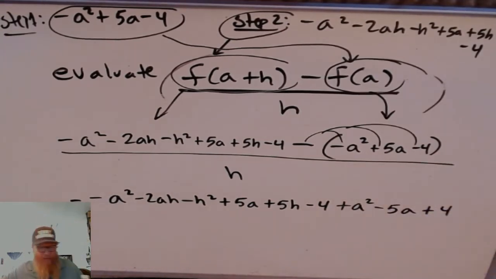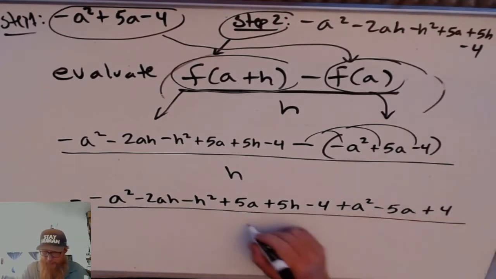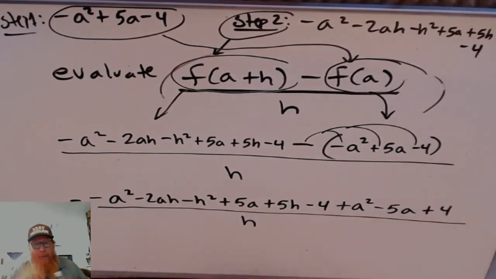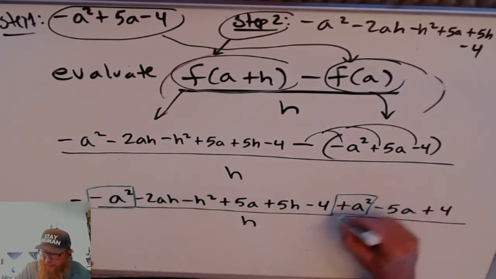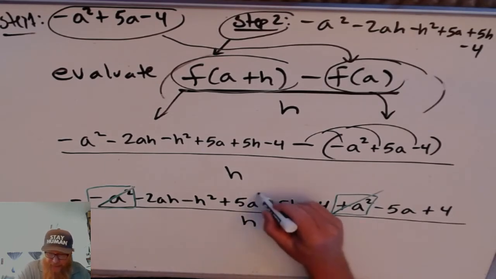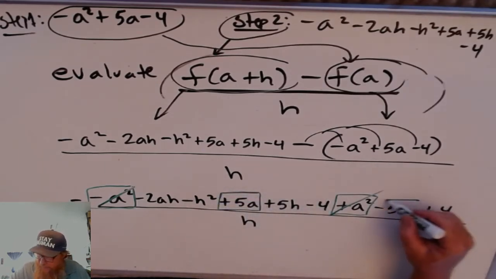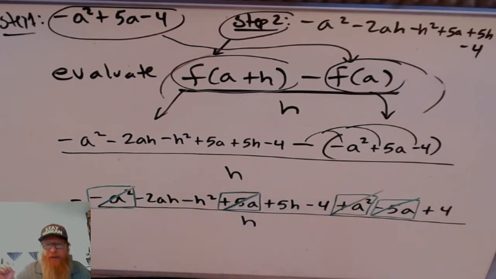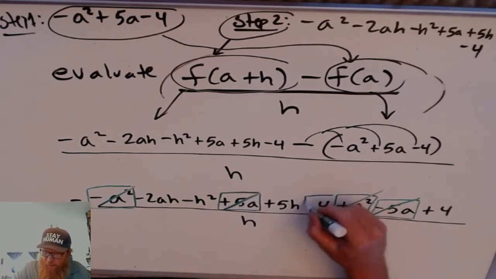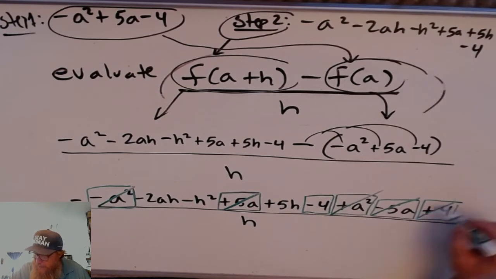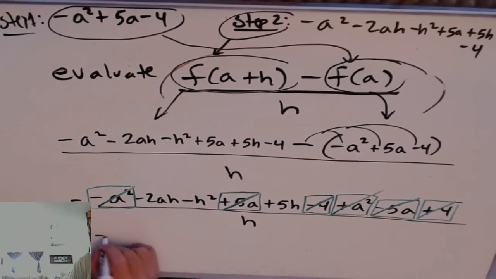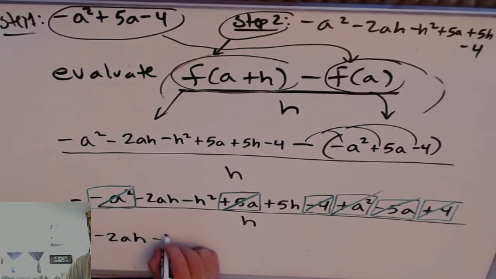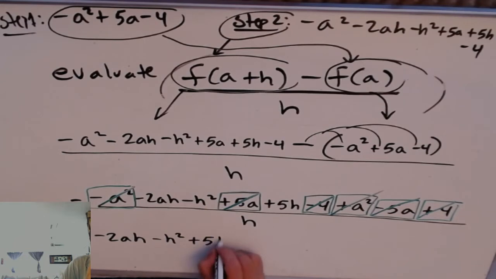And combine all the like terms. All right. So you've got a squared negative, a squared positive. Those are going to cancel. 5a positive, 5a negative. Those are going to cancel. 4 is negative, 4 is positive. Those are going to cancel. So now you have negative 2ah minus h squared plus 5h all over h.